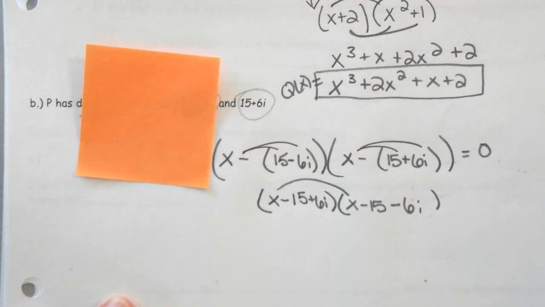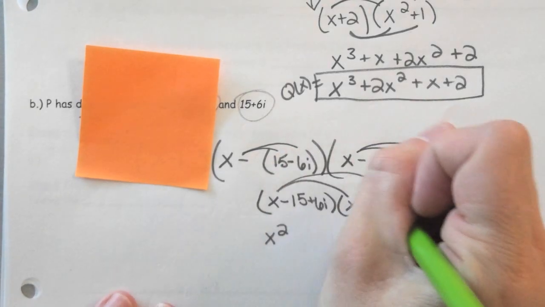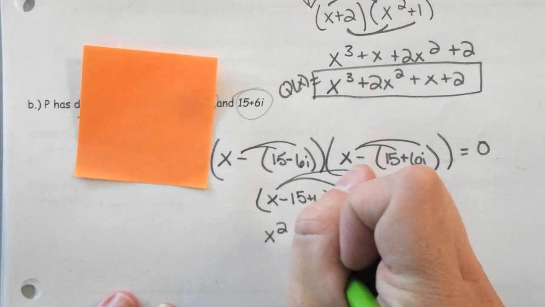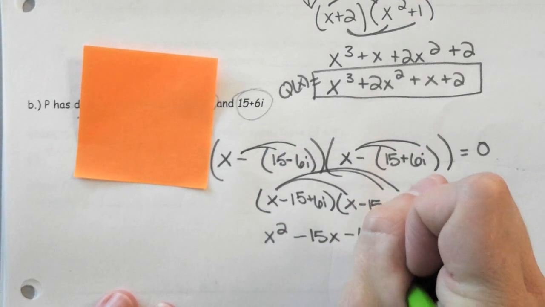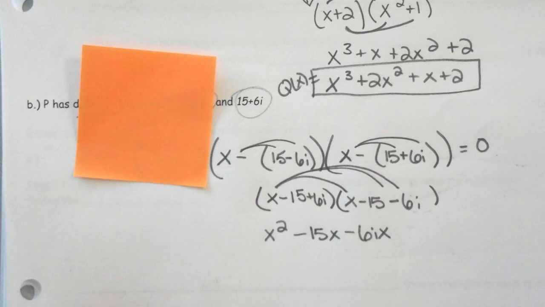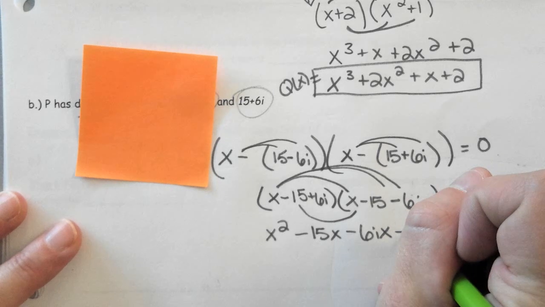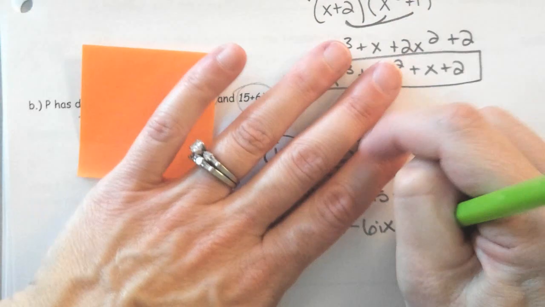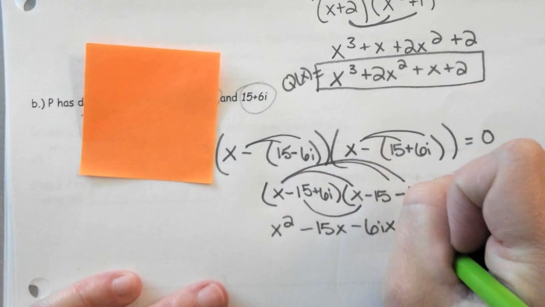Alright, so now let's multiply that out. X times x, x squared. This is where things get a little tedious. X times negative 15, negative 15x, right? And then this is going to give me negative 6ix. Alright, let's multiply through the negative 15. Negative 15 times negative 15, that's going to give me a positive 225, right?